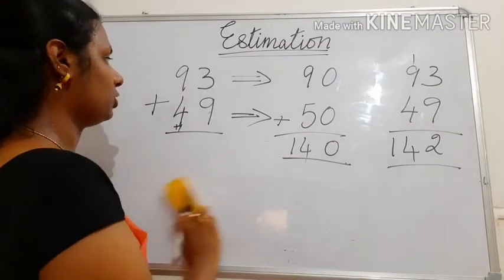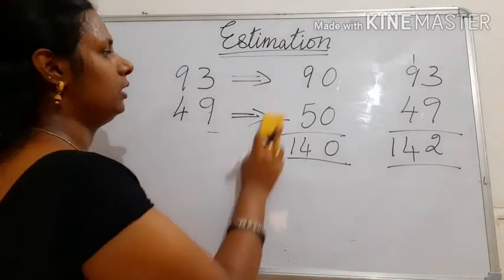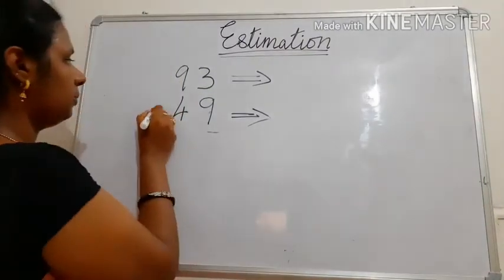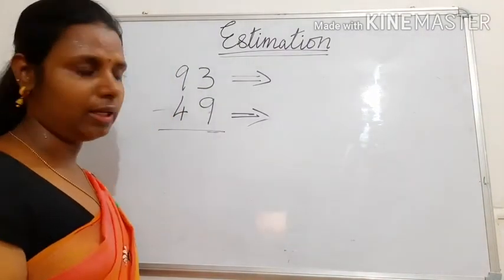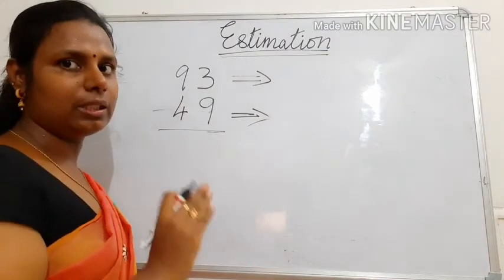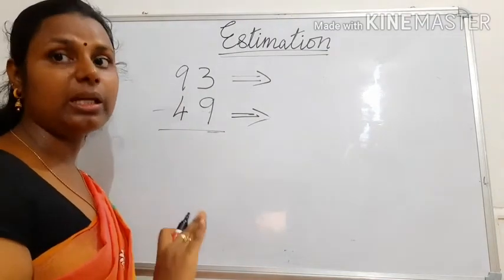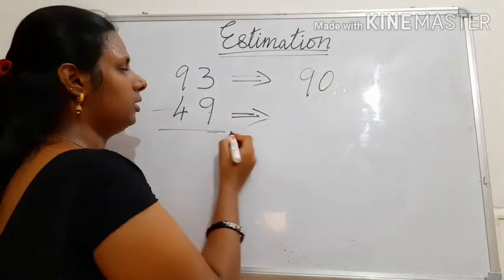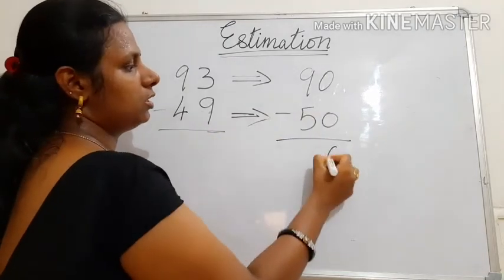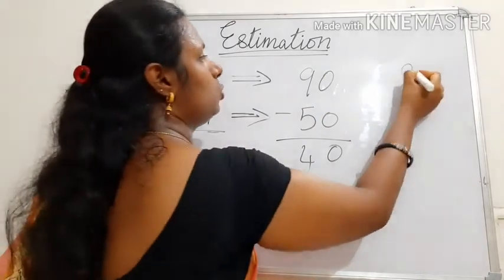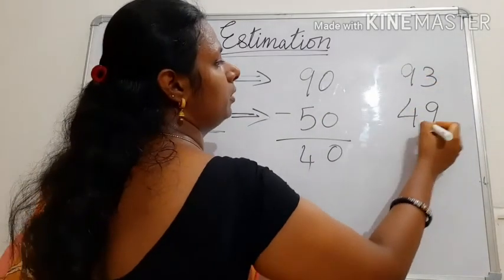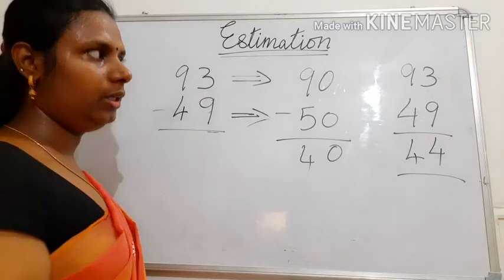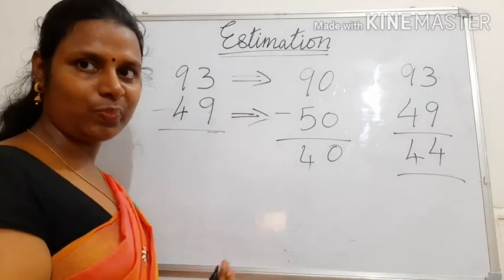Now what about subtraction? Let me do the subtraction here. The same thing as usual, you have to estimate, and the question is estimate and subtract, estimate and find the difference. Okay, so let us estimate: here it is 90, here 50 you estimated. Now subtract, 40. Okay, the actual difference is 44. This is the estimated subtraction.